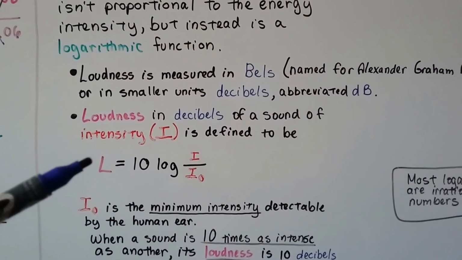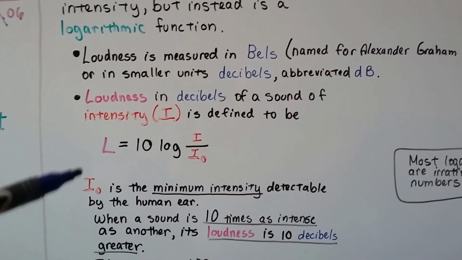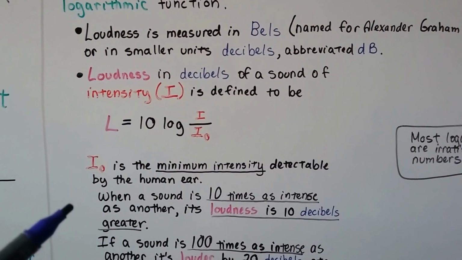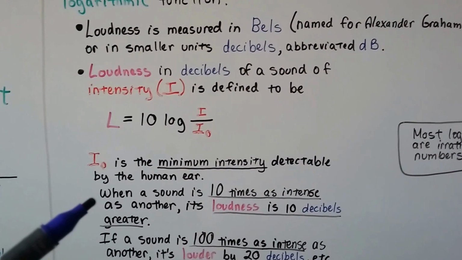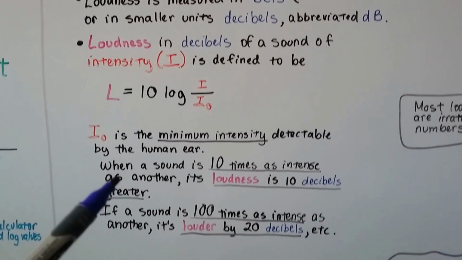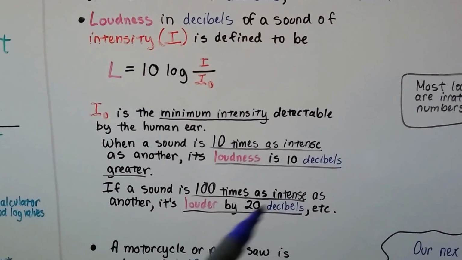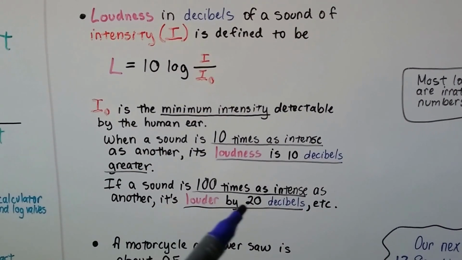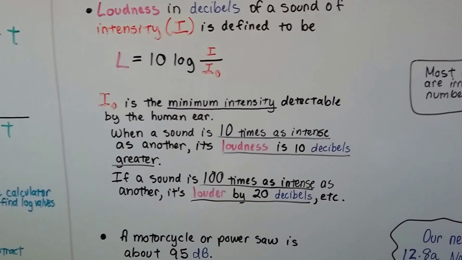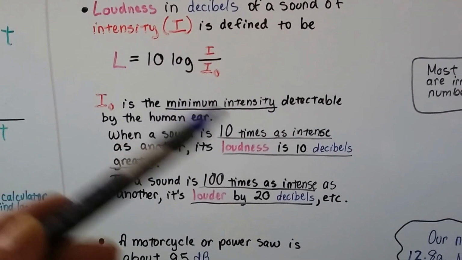So we have this capital I with a little subscript 0, that is the minimum intensity detectable by the human ear. When a sound is 10 times as intense as another, its loudness is 10 decibels greater. But if a sound is 100 times as intense as another, it's louder by 20 decibels. See, it didn't go 100 times greater, it only went 20 decibels. See? So this is a logarithmic function.